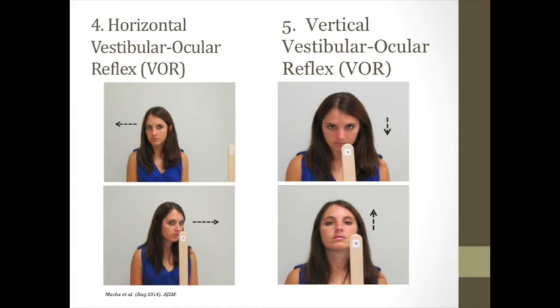The vertical VOR is similar to the horizontal VOR. If the participant is using the thumb as a target, ask them to rotate their arm 90 degrees so the thumb is now in the horizontal position. The head will move vertically instead of horizontally at 180 beats per minute for 10 repetitions.